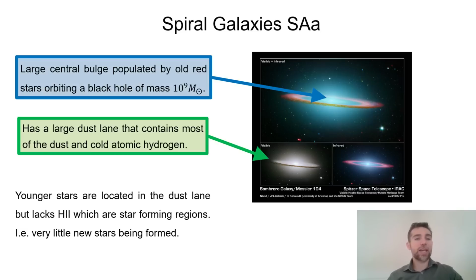Now these ones, again, have a large central bulge, old red stars in the centre. They may have a black hole up to 10 to the 9 solar masses, and they can have large dust lanes like this one here, the Sombrero Galaxy, or Messier 104. They don't really have star formation regions because they've depleted all their gas, because these are at the later stage of their evolution now. So they don't really have much active star formation occurring.